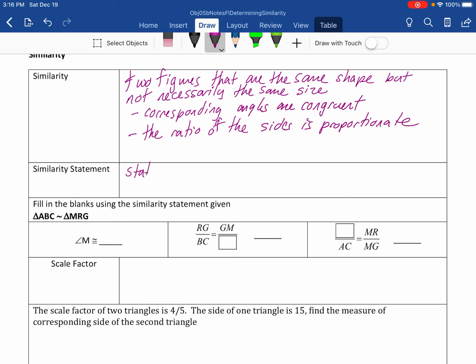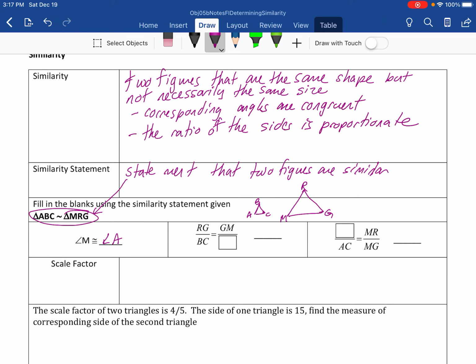A similarity statement is just a statement that two figures are similar. This right here is a similarity statement. It means that ABC could be something like this, and MRG could be like this. They're similar, same shape, but not necessarily the same size. If that is true, then angle M would have to be congruent to angle A, and so on. This is something that you did in middle school.